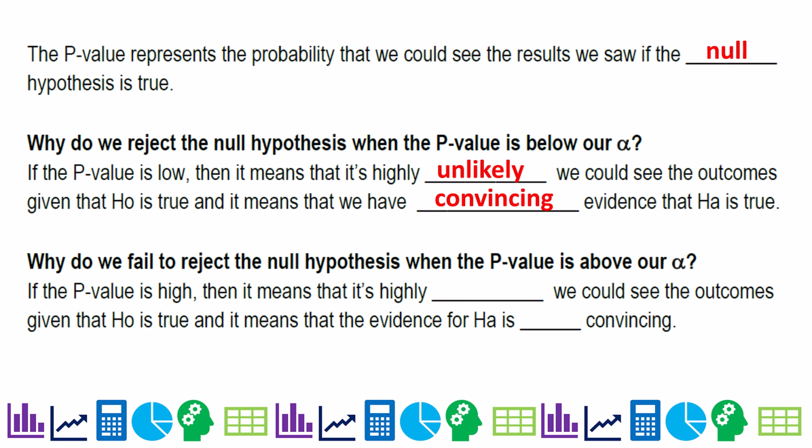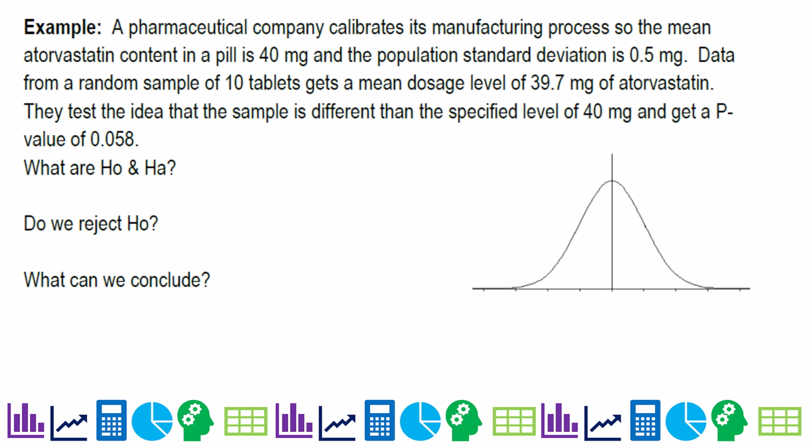Okay. Why do we fail to reject the null hypothesis when the p-value is above our alpha? Well, if the p-value is high, then it means that it's highly likely we could see the outcomes given that H naught is true, and it means that the evidence for H naught is not convincing.